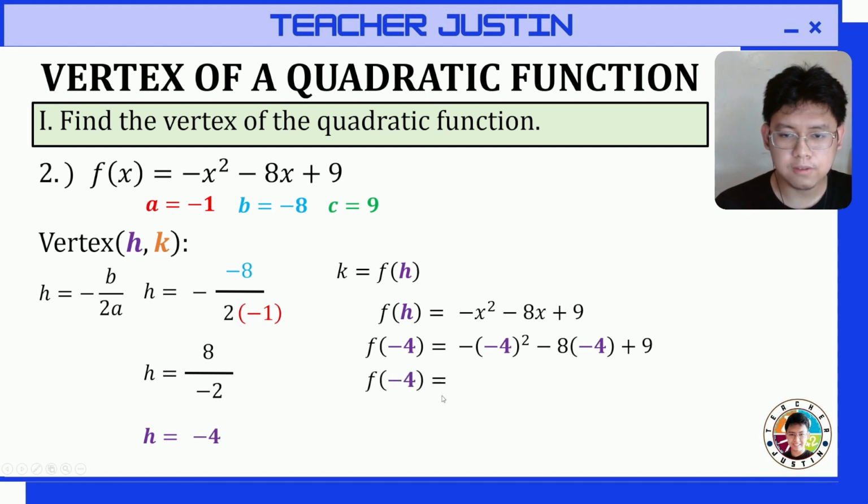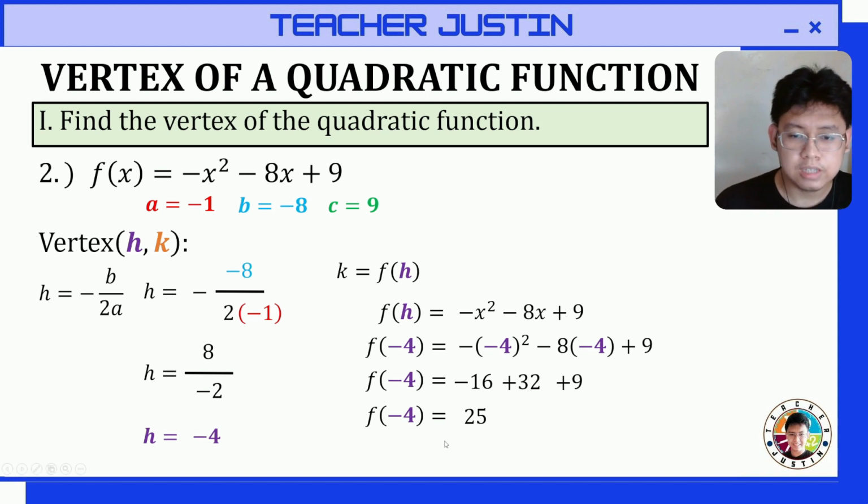So, f of negative 4 is negative 4 squared, which is positive 16. And 16 times negative will be negative 16. Negative 8 times negative 4 will be positive 32. And kopyahin lang natin si plus 9. Now, let's combine negative 16 plus 32 plus 9. That will give us f of negative 4 is equal to 25.